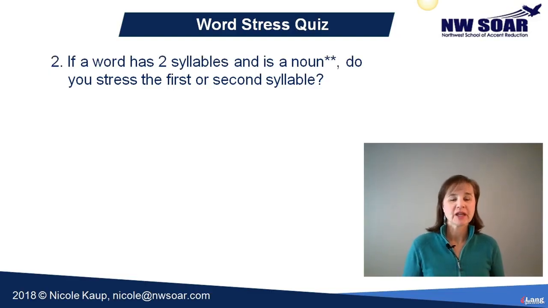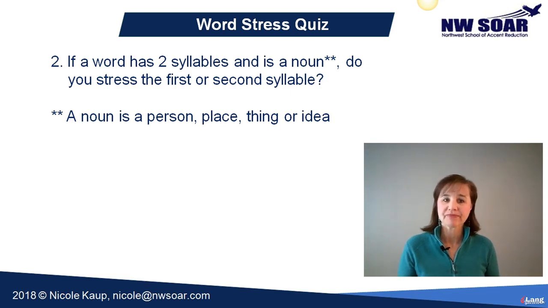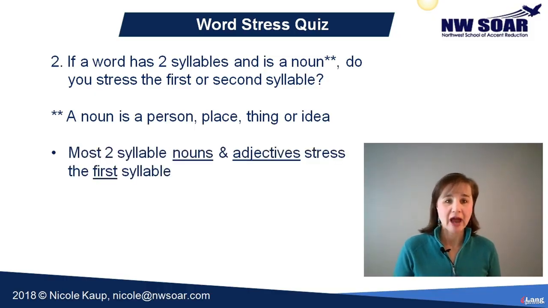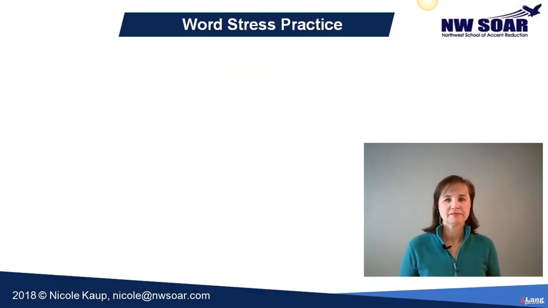Question 2. If a word has 2 syllables and is a noun, a person, a place, a thing, or an idea, which part do you stress? Do you stress the first syllable or the second in a 2-syllable noun? Most 2-syllable nouns and adjectives stress the first syllable. For example, money, movie, college.